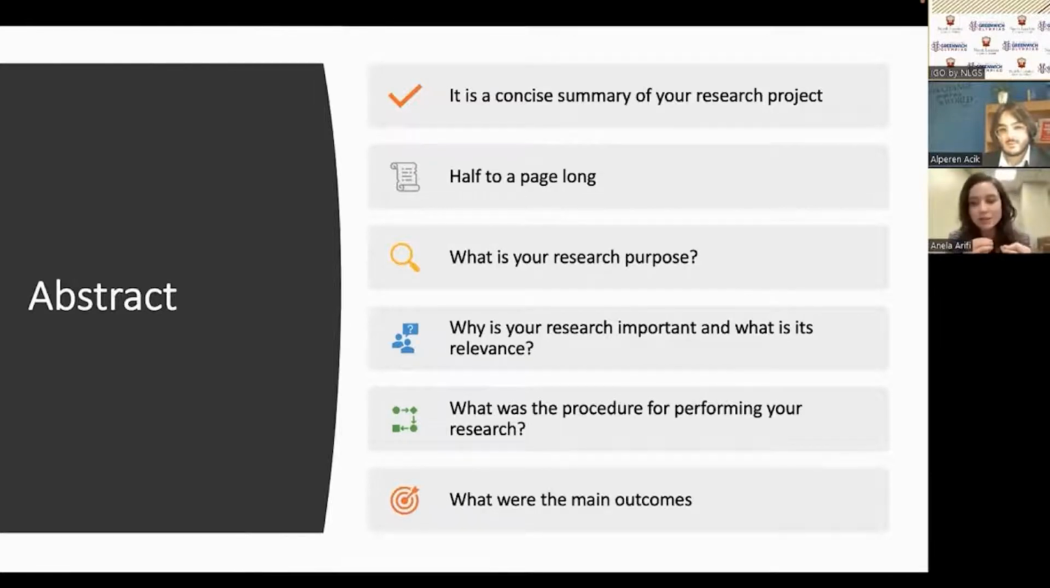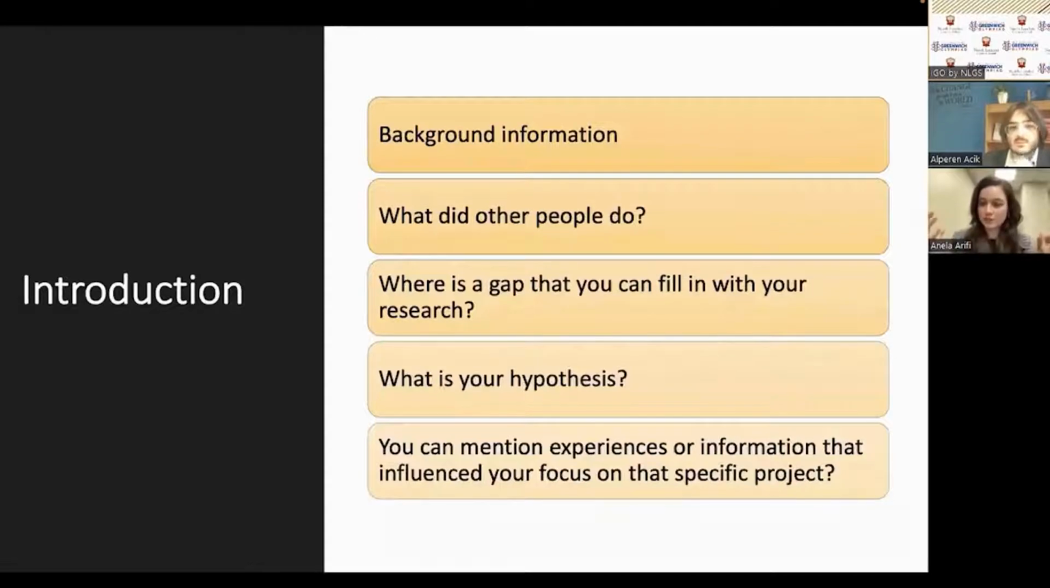It basically answers the questions of, well, what is your research purpose? Why are you doing what you're doing? What is the relevance? Are you trying to fill a gap that other people haven't addressed? Are you trying to make something that could help people? Then you quickly say, what is your procedure for performing this research? Have you used a specific programming language, or have you gone to the lab to do specific experiments? And then finally, you report on the main outcomes, the main conclusions of the long research you've been working on.